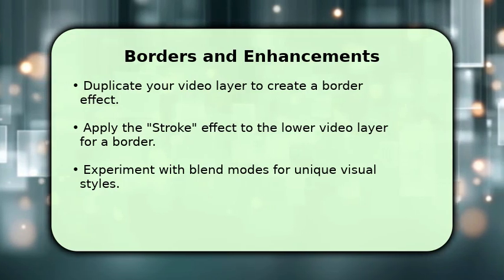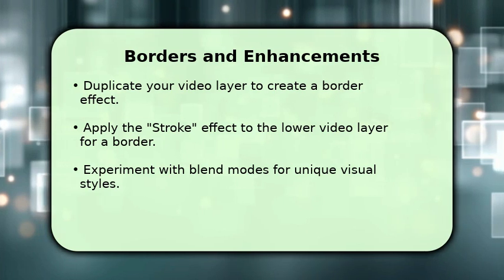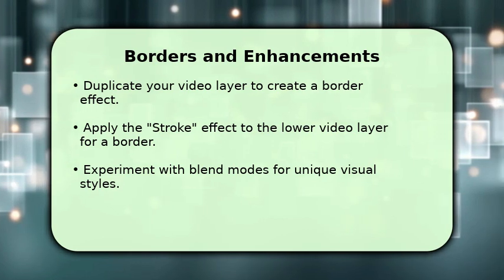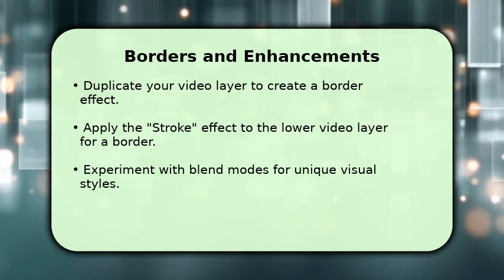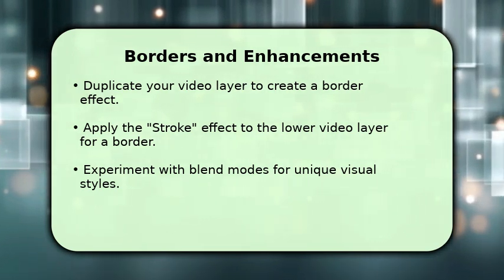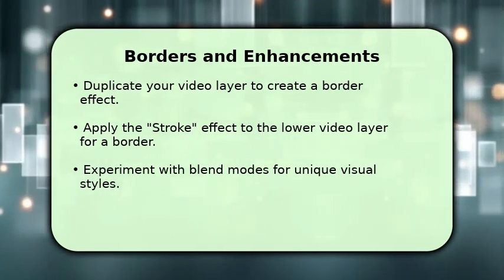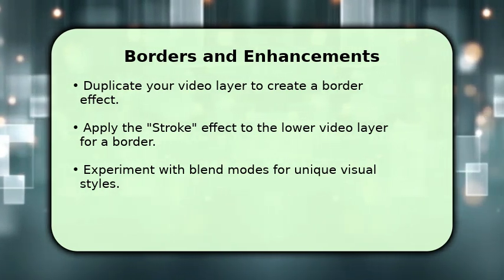To add a border, duplicate your video layer by holding Alt or Option and dragging it up. On the bottom layer, remove the mask. Then, apply the stroke effect from the Effects panel. Adjust the stroke color and width to your liking. You can also slightly scale up the bottom layer to make the border more prominent. This technique gives you full control over the border's appearance and style.